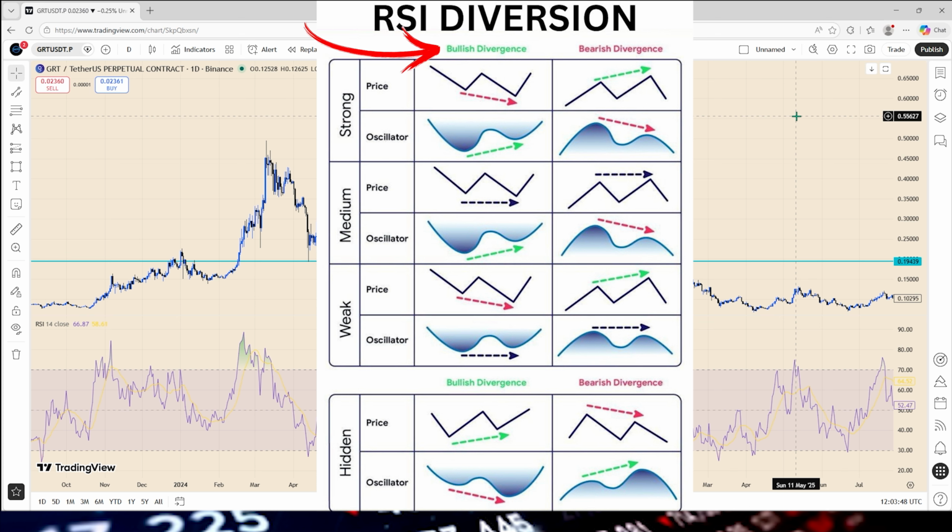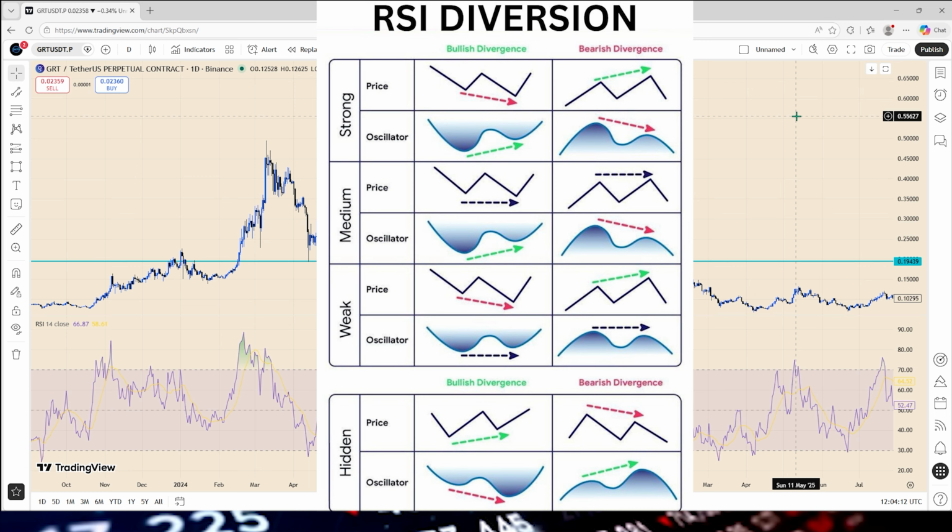On the left side, we have bullish divergence. On the right side, bearish divergence. Each one shows two things, price on top and RSI at the bottom. Here's the idea. When price is going down, making lower lows, but RSI is going up, making higher lows, that's bullish divergence. It tells us that sellers are getting weaker and price can move up.